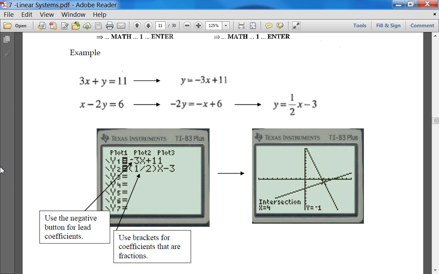So yeah, this is the calculator that you need for high school math in Alberta. And I have about 10 or so that you can borrow, but ultimately if I run out, then you're kind of on your own.